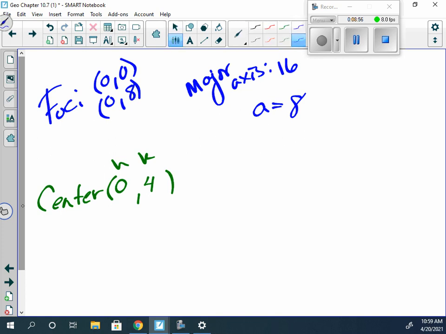Now, it also means C is 4, because C is the distance from the center to the foci. So from 0, 4, if I add 4, I will get to 0, 8. Subtract 4.